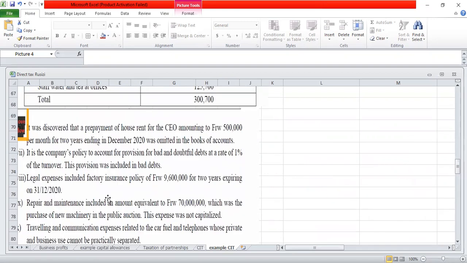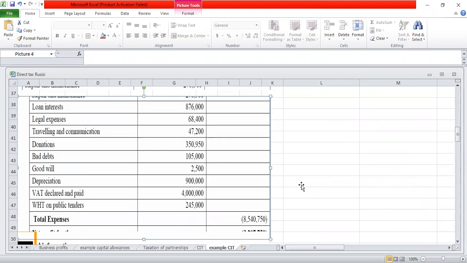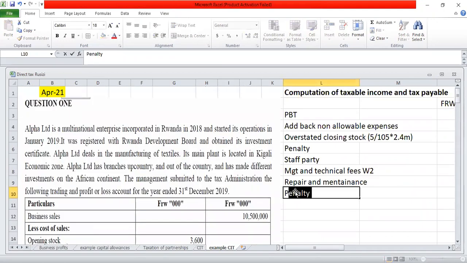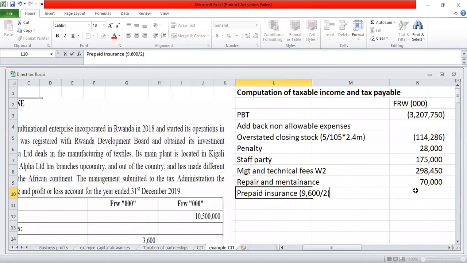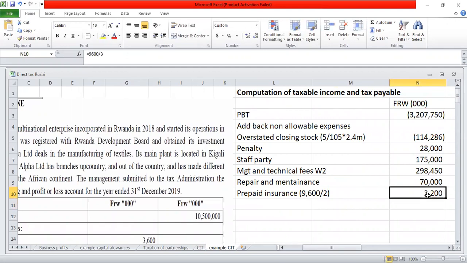I saw it where it is here. Included the factory insurance of this for 2 years. So we have a prepaid insurance. Prepaid insurance of 9,600 divided by 2.